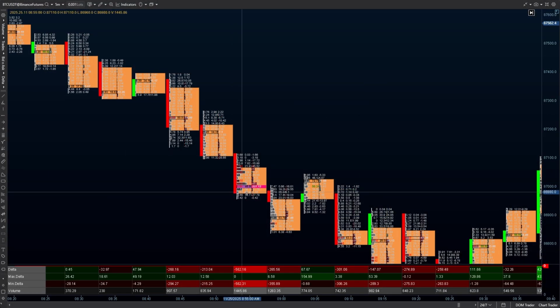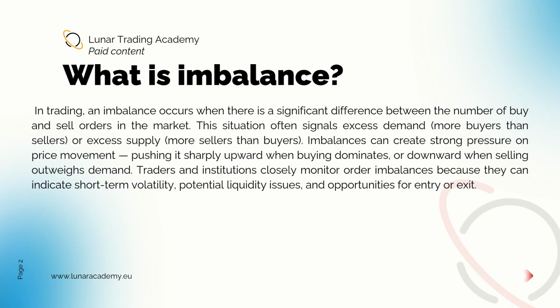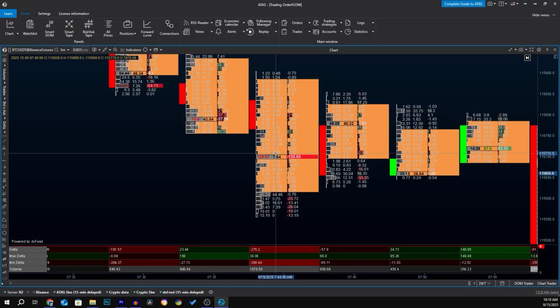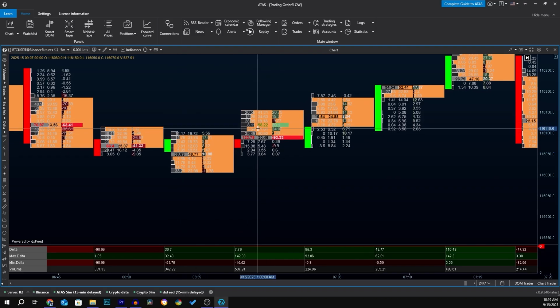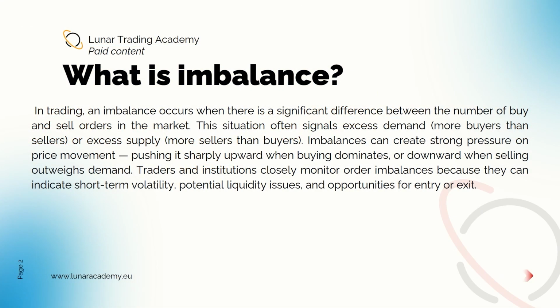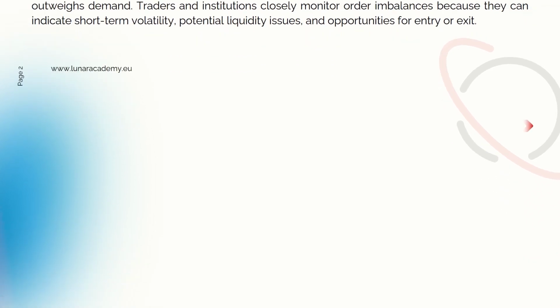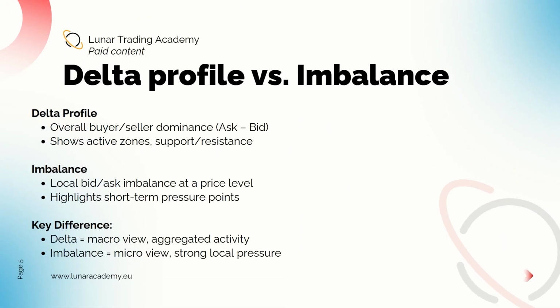And last, very important metric is imbalance. Imbalance is a situation where buyers outnumber sellers multiple times, and vice versa. Imbalances usually indicate pressure from one side and confirm that side's interest. Traders and institutions closely monitor order imbalances because they can indicate short-term volatility, potential liquidity issues, and opportunities for entry or exits. Imbalance is measured diagonally, not at a single price level, like delta for example. They serve a similar purpose, to identify which side has the upper hand, but each measures it in a slightly different way, which is why it's so useful to use both.